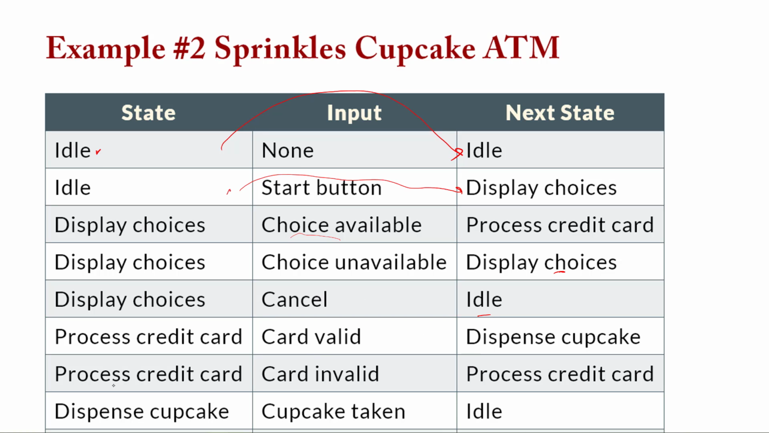And finally, if we're in the process credit card state, if the card is valid, then we dispense the cupcake. So this is just a really basic vending machine example, but I want you to see how there are different states, right? And based on the state that we are in, an input can trigger us to go to the next state. For example, here in process credit card, if the input is valid, we dispense the cupcake. If it's invalid, we stay in process credit card. So this is how a state transition diagram can help you.